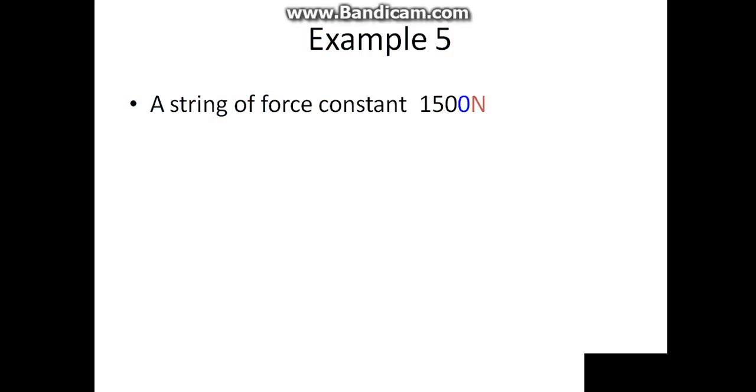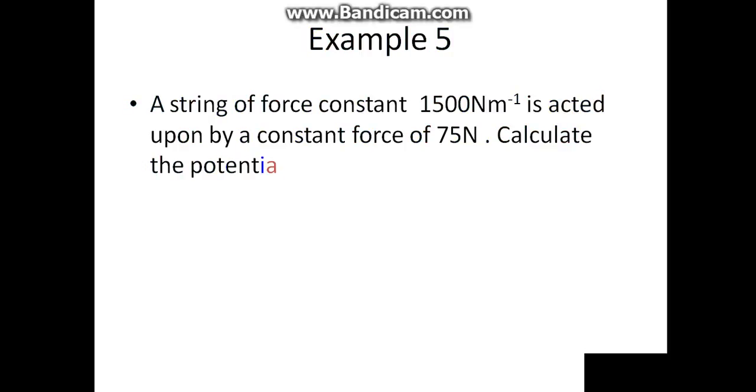Example 5. A spring of force constant 1500 Newton per meter is acted upon by a constant force of 75 Newton. Calculate the potential energy stored in the spring.